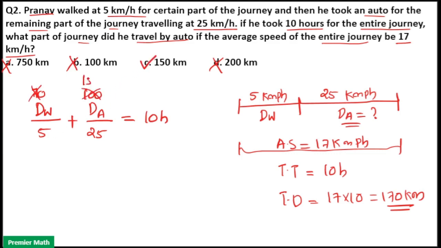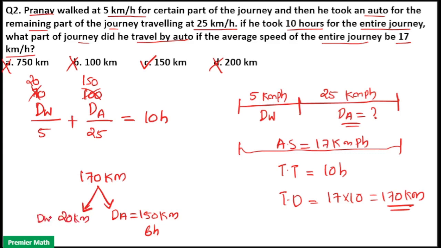That is, he took 150 km by auto and the remaining 20 km he walked. That is, out of 170 km, distance he travelled in auto is 150 km and time taken is 150 by 25, that is 6 hours. And the remaining distance is 20 kilometer. He walked 20 kilometer with a speed of 5 kilometer per hour. That is total time is 20 by 5, that is 4 hours. So 4 plus 6 is equal to 10 hours is your correct answer. So option C is your right answer.